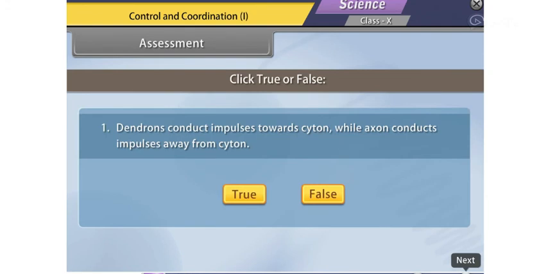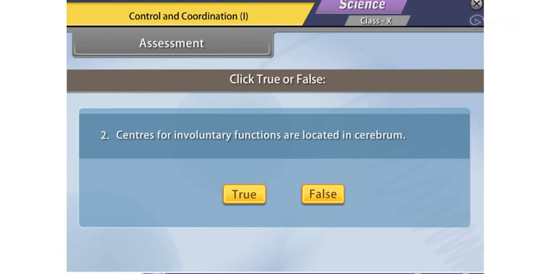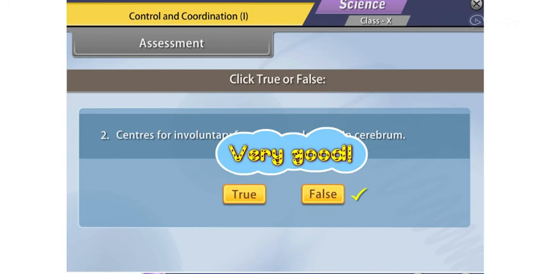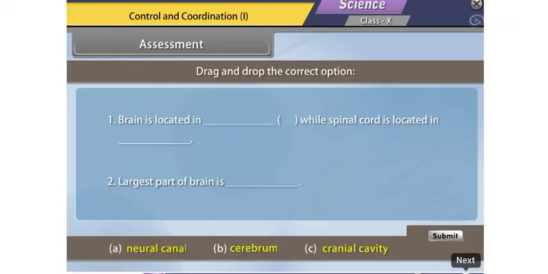Assessment. Before proceeding further, let us know how much you have learned. Click true or false. Try again. Very good. Assessment. Before proceeding further, let us know how much you have learned. Drag and drop the correct option.